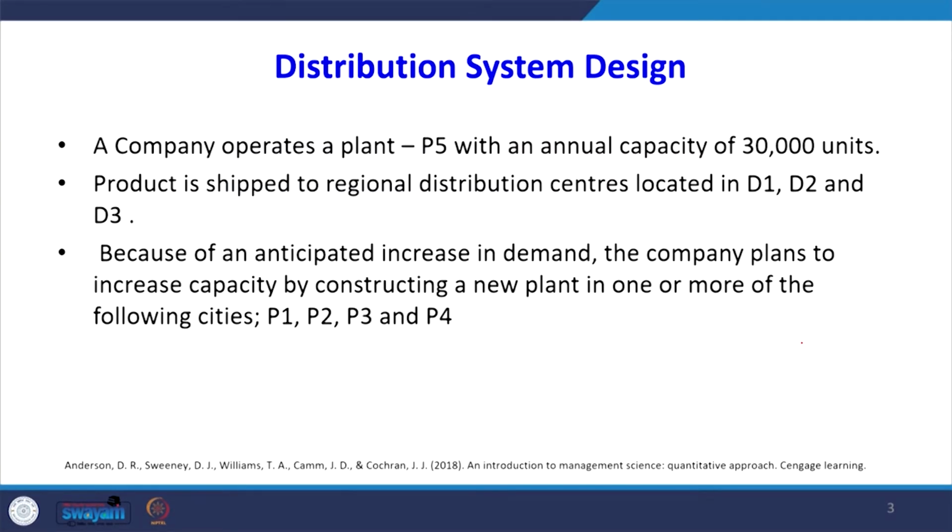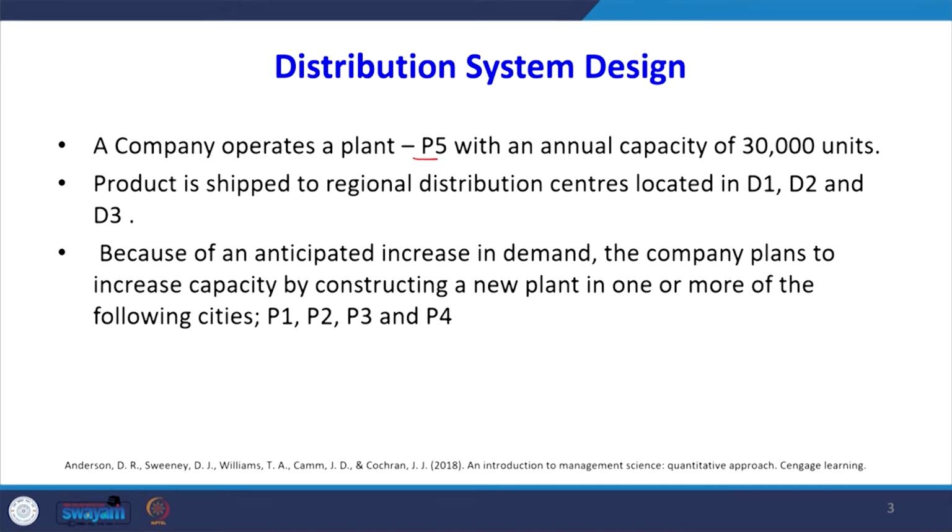Distribution system design: one of the important tasks of a supply chain manager is how to design the distribution system. So, I have taken one sample problem. This problem is taken from the book by Anderson et al. A company operates a plant. Already there is a company, they have one plant, say the plant name is P5, with an annual capacity of 30,000 units. The product is shipped to regional distribution centers located in D1, D2, D3. There are 3 distribution centers and 1 plant.